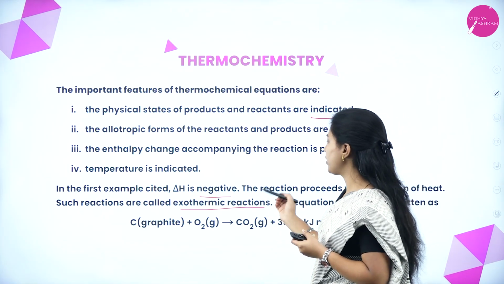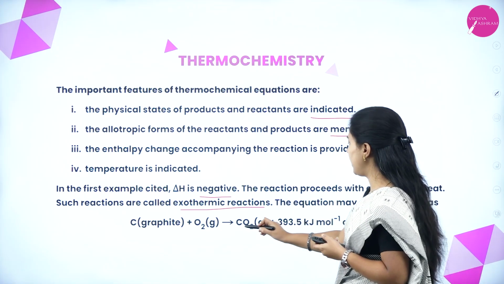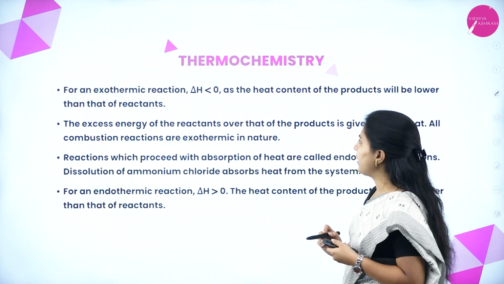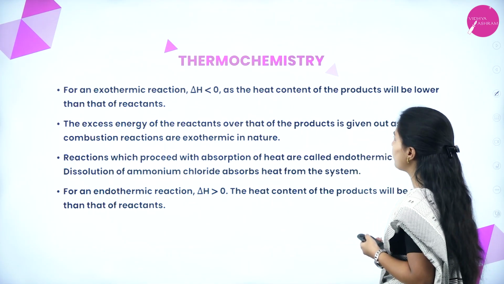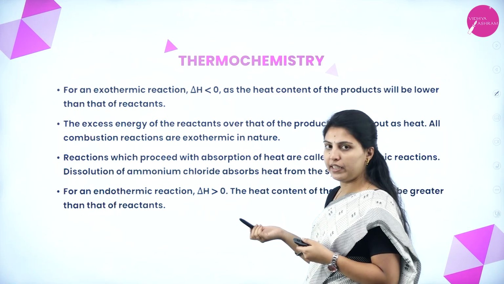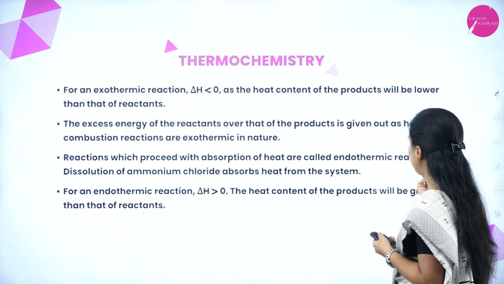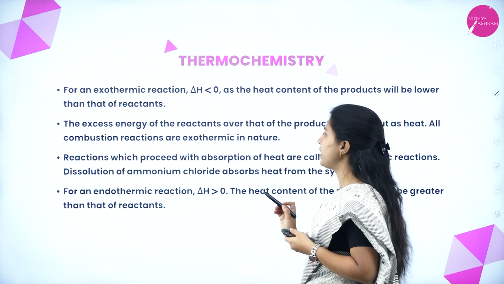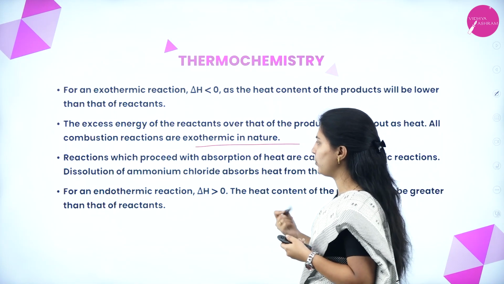So that kind of reaction we will call exothermic. Their enthalpy will be negative. For an exothermic reaction, delta H is less than 0, as the heat content of the products will be lower than that of the reactants. The excess of energy of the reactants over that of the products is given out as heat. All combustion reactions are exothermic in nature. The excess of energy is given to the environment.